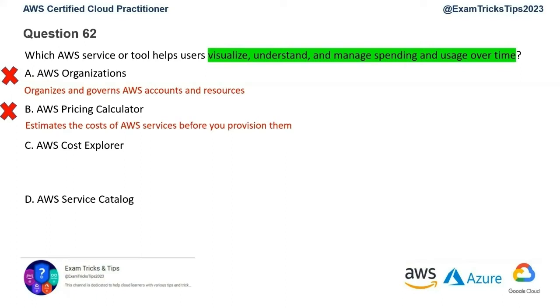Let's move on to the next one. Option C, AWS Cost Explorer. I don't think we have done this in previous episodes, but this is the service that we need. It's the correct answer. If you read the definition, it helps users visualize, understand, and manage their AWS cost and usage over time. It provides a variety of features, and it's a very good tool that you, as a cost-conscious user, will need to use regularly.